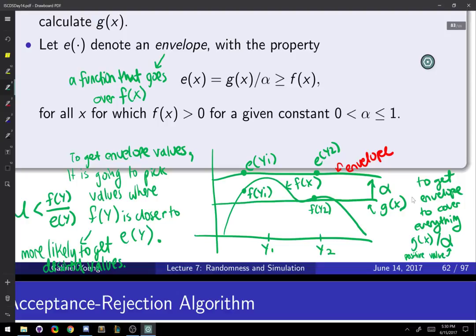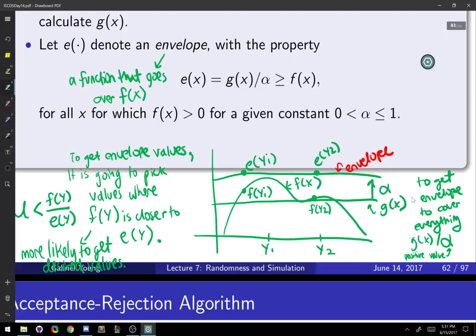Is this assuming that the function's above zero and it's not doing a weird up and down thing? Oh, like that wouldn't be a p, like this? Well, that's not a function. So it has to be a valid probability density function. It has to be continuous and a valid PDF, otherwise everything fails.